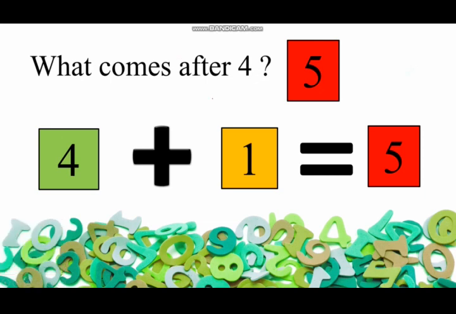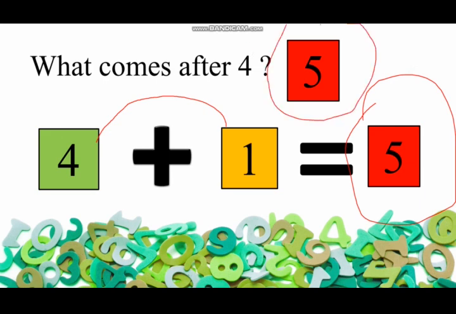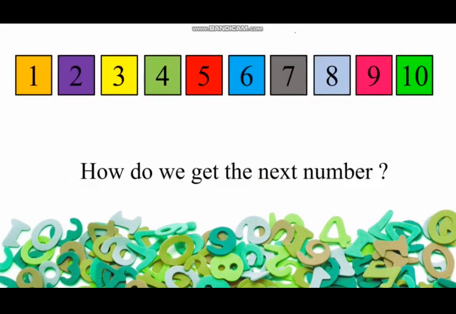Okay. So, did you see that when you add 1 to the number 4, you got 5. And what comes after 4? 5. That means the next number. So, can you relate? How do you get the next number? Yes? Yes, absolutely correct. You get the next number by adding 1 to it. For that, let me give a clear picture to you.